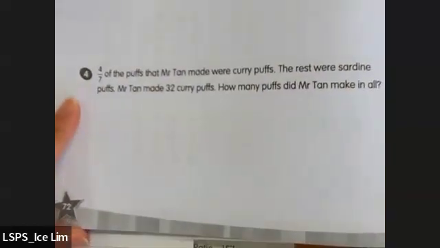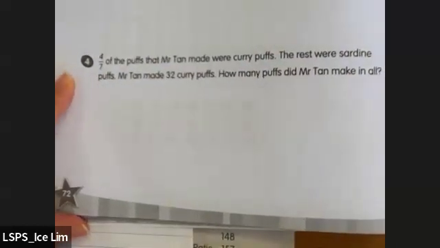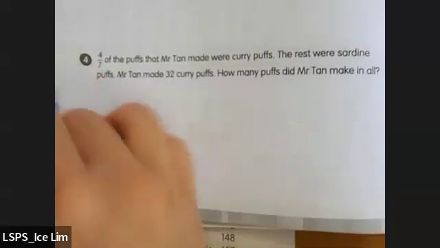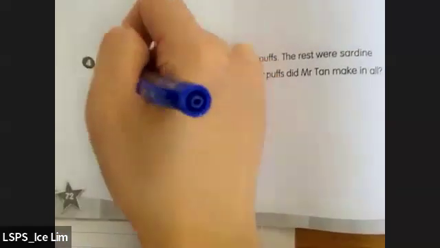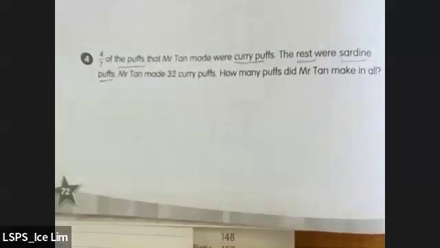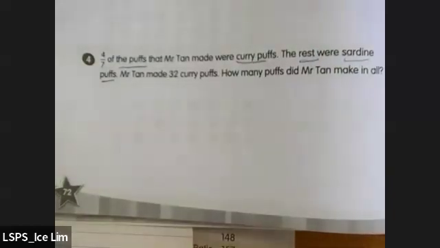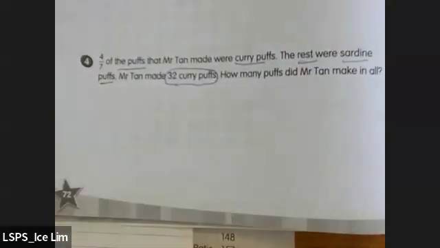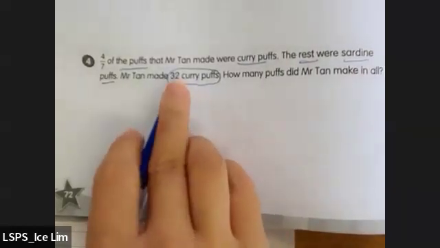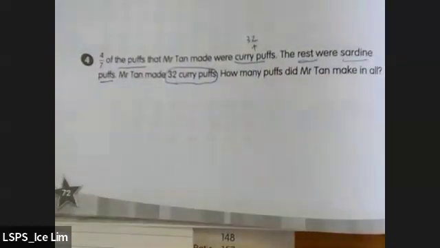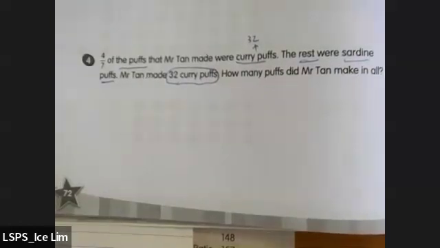Now, for question 4, I read the question. If you really cannot, take the fraction out, read it first. Some puffs are curry puffs. The rest are sardine puffs. So I know already, some are curry, some are sardine. Altogether there are 32 curry puffs. So this one is 32. How many puffs did he make in all?